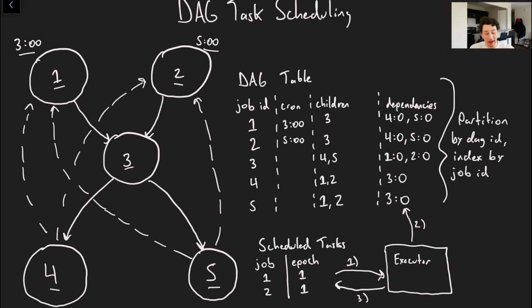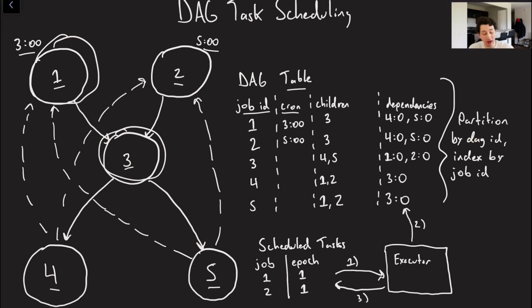So the way that I'm going to outline this in some sort of database table is as follows. I'm going to have my job ID. I'm going to have the cron schedule if it exists. There should only be a cron schedule for those root nodes at the top of our DAG. We should have some concept of who the children are. The reason I say this is because when I finish job 1, I now need to know, okay, I'm going to job 3 and I'm updating that one of our dependencies is finished.